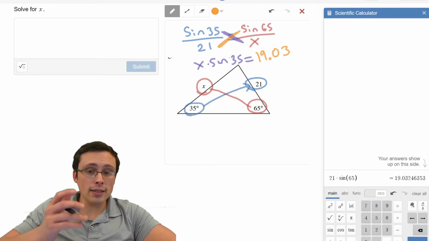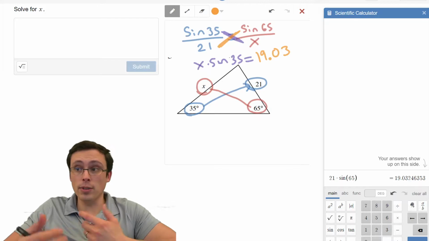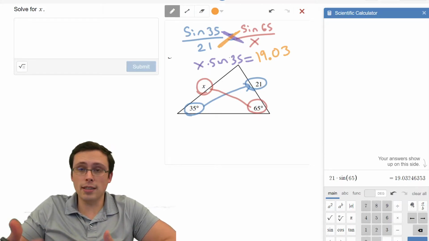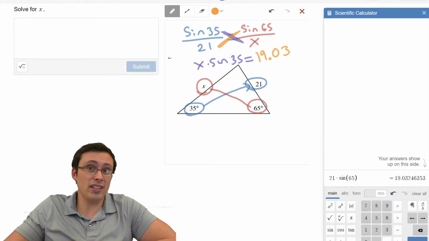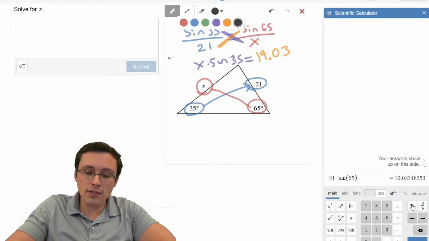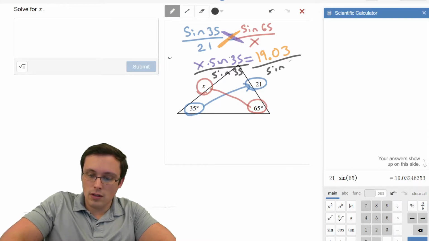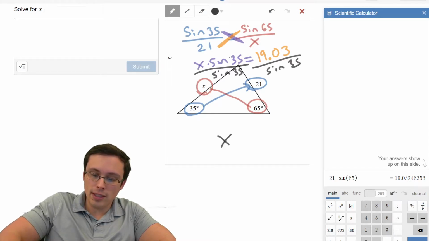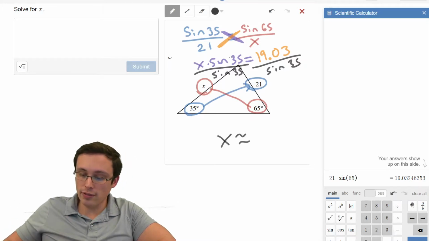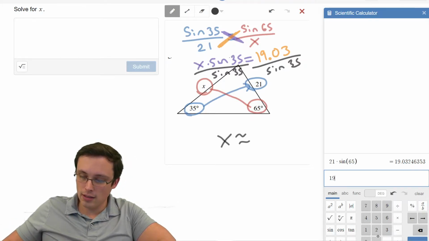We're almost done. X isn't by itself. It's being multiplied by something. What's it being multiplied by? It's being multiplied by sine 35. That's just a number. Our calculator knows what that number is. Let's divide by sine 35 to get x by itself. All right, that's going to leave us with x is approximately equal to 19.03.